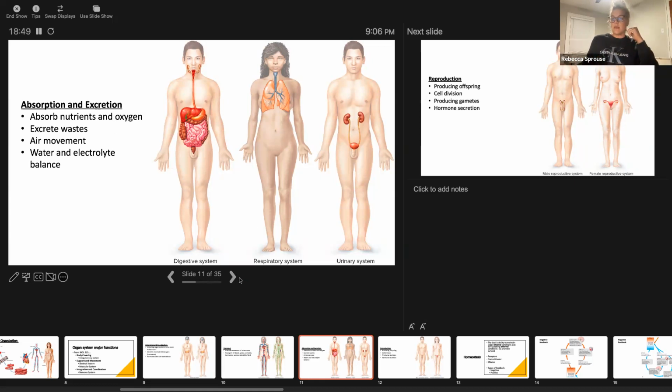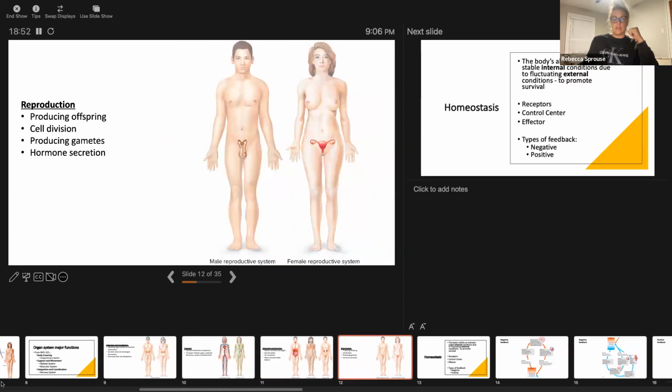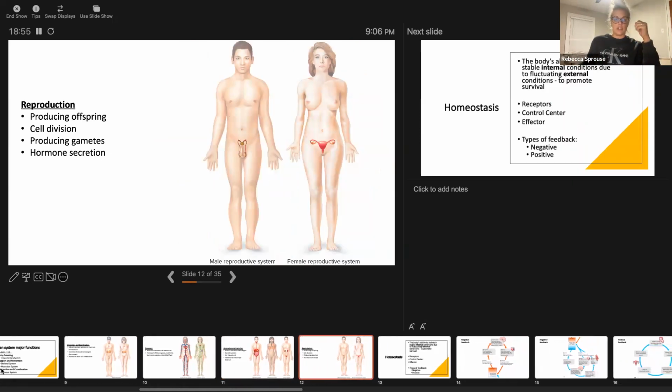And then the last system that we have would be the reproductive system, and its function is just reproduction. So we have a biological male and a biological female represented here. Your main function here is producing offspring, right? That's the goal of the reproductive system. That's the evolutionary goal of sex, is to produce offspring, to pass on your genes, to diversify the gene pool. So we have lots of cell division going on here. We're producing gametes, which are your sperm and your egg. And then also there are some hormone secretions. So you will see these anatomical parts also in the endocrine system as well.